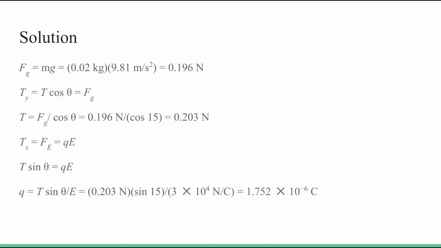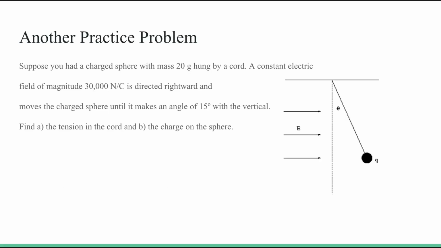So what you do is Fg equals mg, so 0.02 kilograms times 9.81 meters per second squared equals 0.196 newtons. Okay, so I'll turn on my little draw tool right here. So I found mg over here.